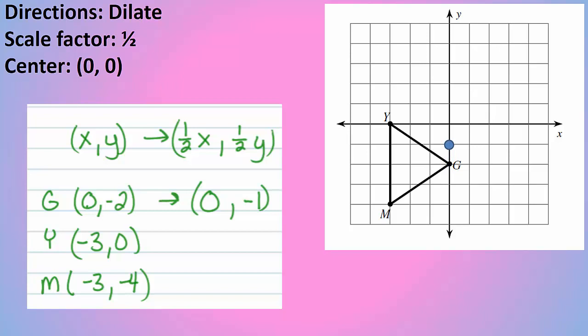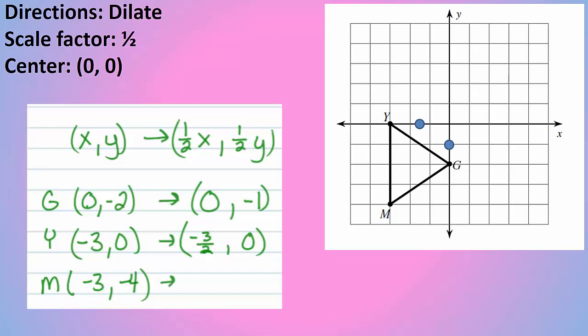Now let's find my new ordered pair for Y. So again, we'll multiply the x value, -3 times 1/2, and we end up with -3/2. And we'll multiply our y value, 0 times 1/2, and we end up with 0. And so we should end up with an ordered pair at (-3/2, 0), or as a decimal, (-1.5, 0).